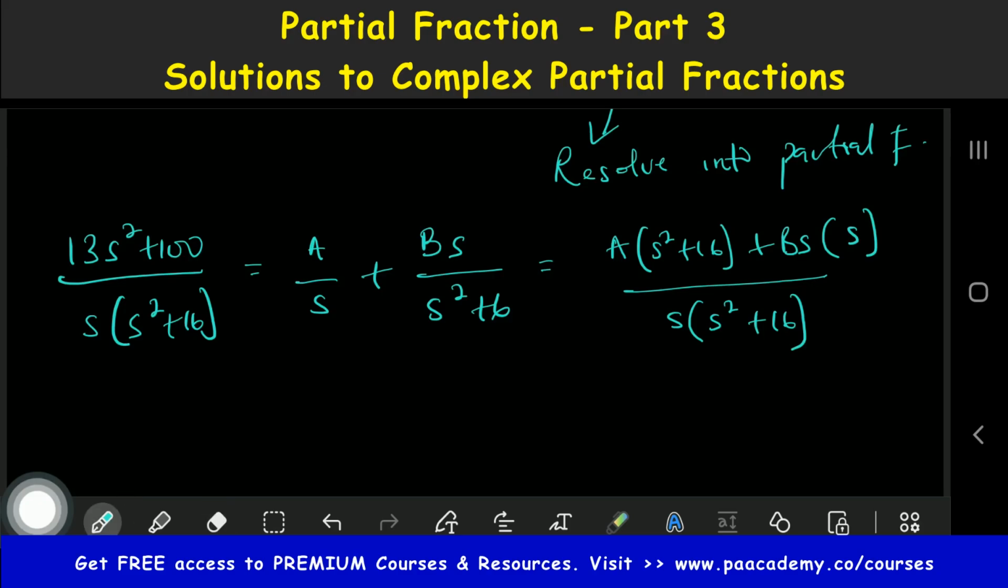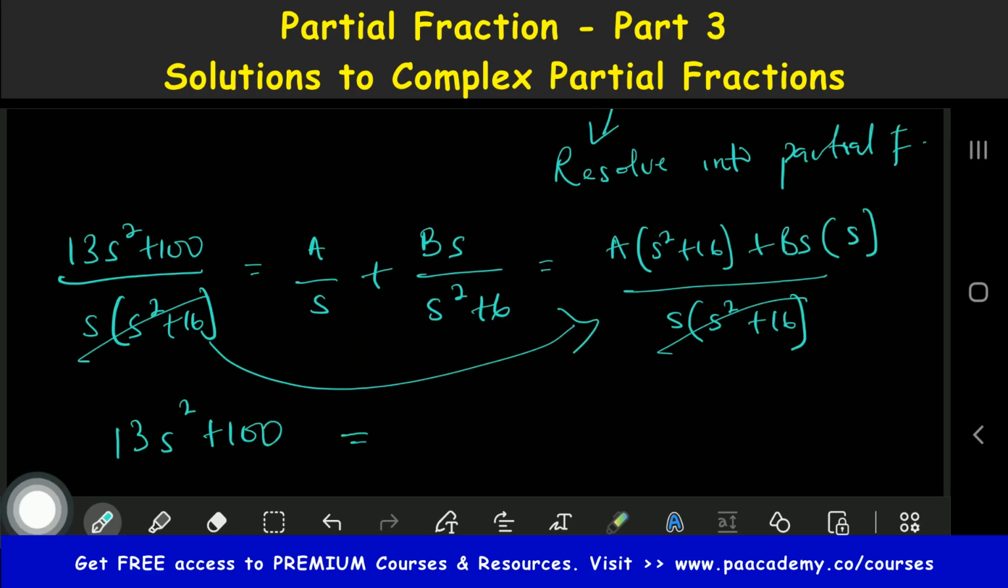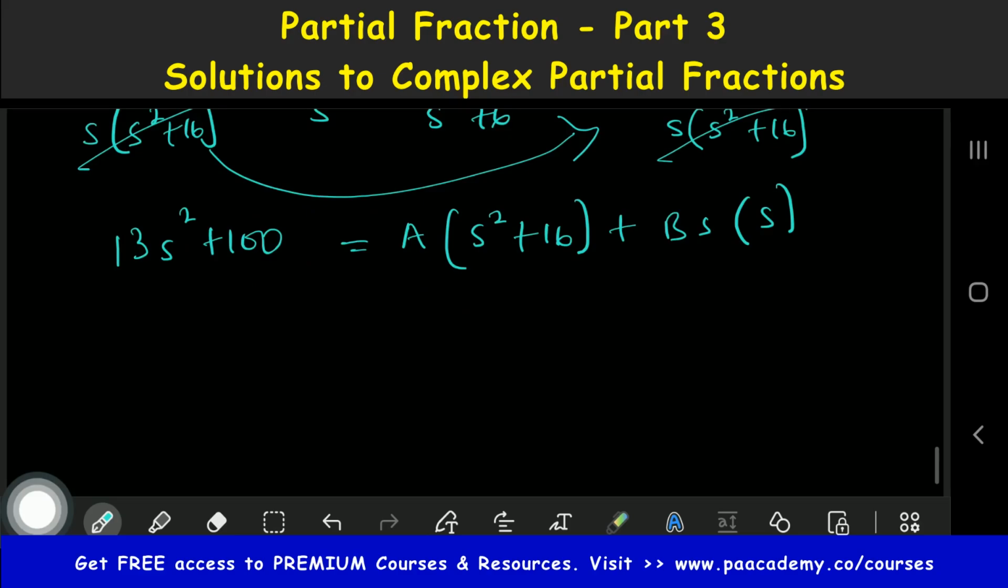All right, so with that being done, if this equals this, the denominator will cancel out, and we'll be left with 13s squared plus 100 equals A into bracket s squared plus 16 plus Bs into bracket s. So let's go ahead and open up the bracket. That will be 13s squared plus 100 equals As squared plus 16A plus Bs squared.